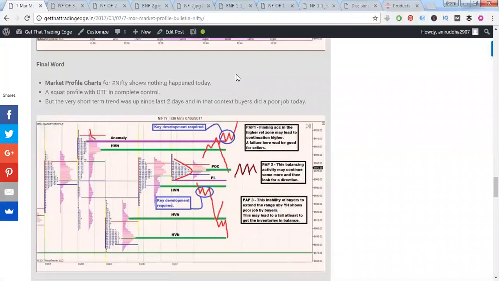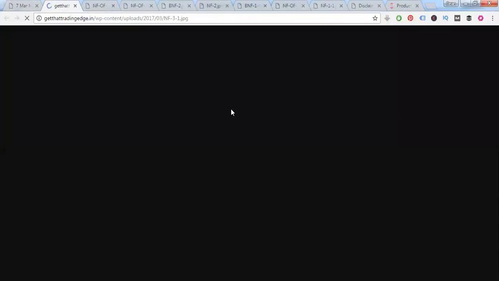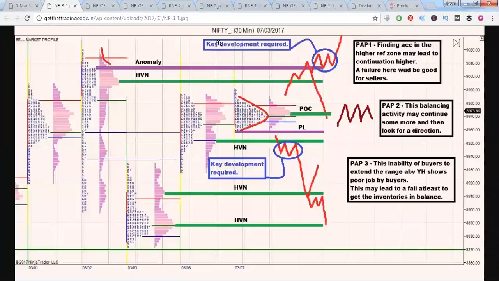So finally, let me just look at the whole day in Nifty, and as you can see, going into the close, it was a nice balancing kind of a day. Nothing happening. A very squat, narrow profile. Now, what this narrow profile tells us is that we had a late spike in this day. Next day we try to rally 2-3 times, and today what happens is that we just continue this balance.